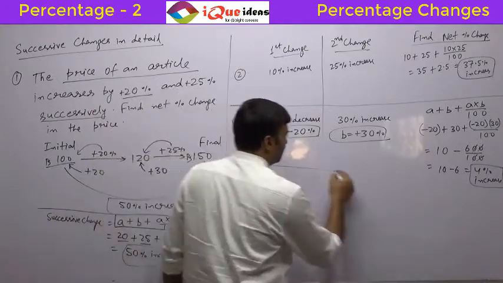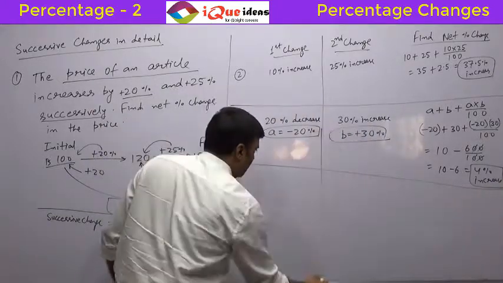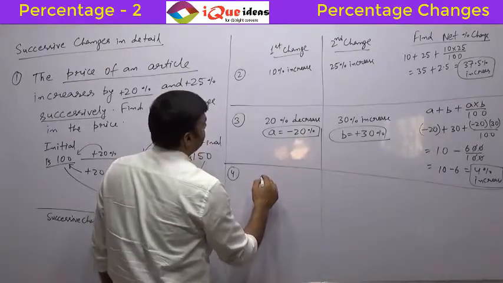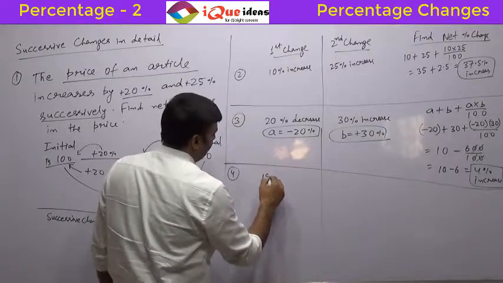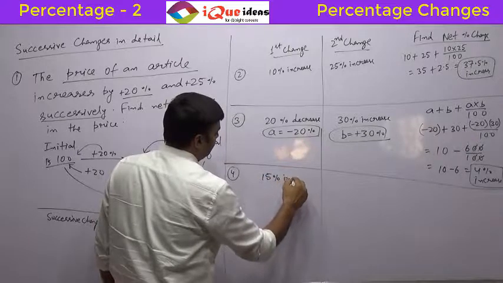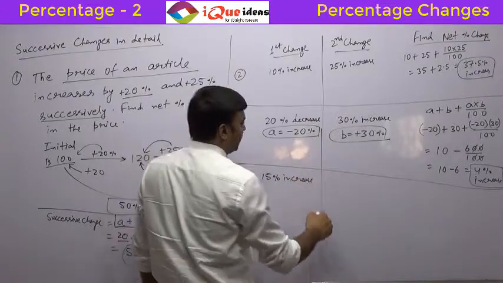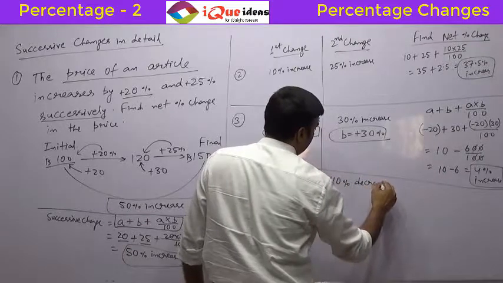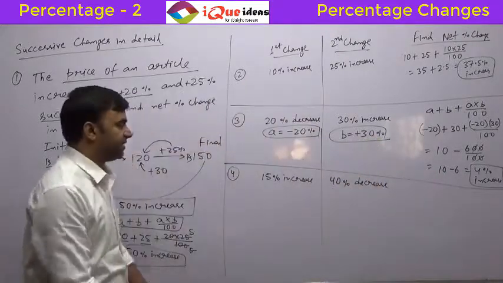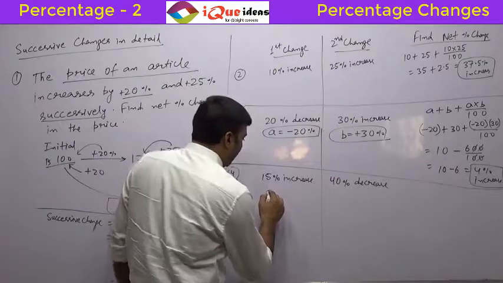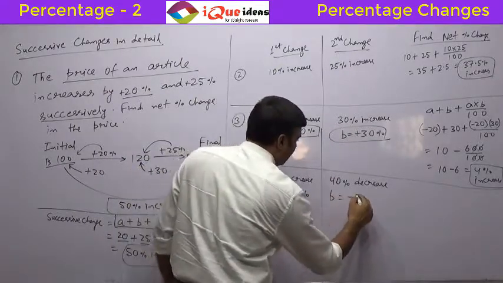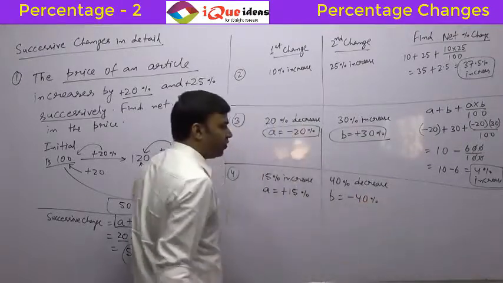Now let's take another situation in which we say that the first change is 15% increase and the second change is 40% decrease. So what will be the net successive change? Let's see. So here A is plus 15, here B is minus 40. So what will be the net change?